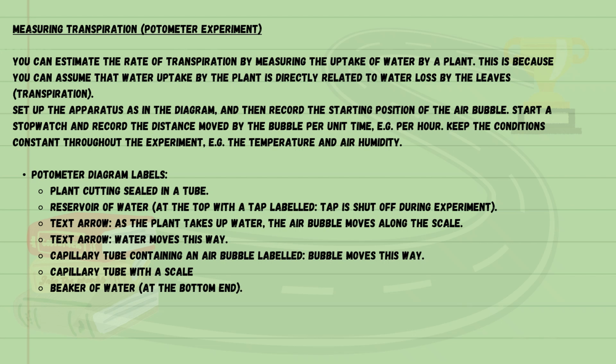Start a stopwatch and record the distance moved by the bubble per unit time, for example, per hour. Keep the conditions constant throughout the experiment, for example, the temperature and the air humidity.